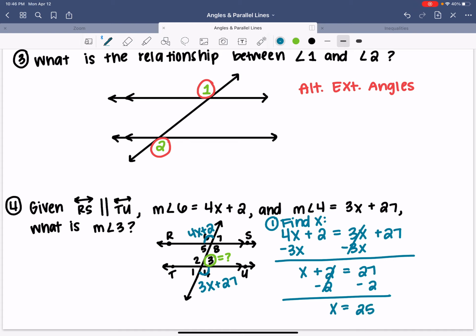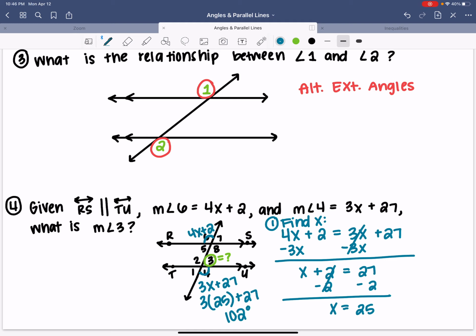If x is 25, what is the measure of that angle? So just using a calculator, or if you wanted to do it in your head, just make sure to check behind yourself. 3 times 25 is 75, plus 27 would be 102.